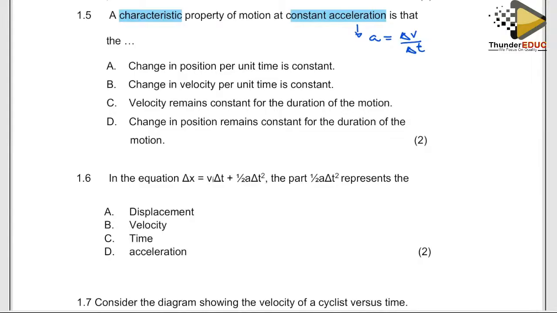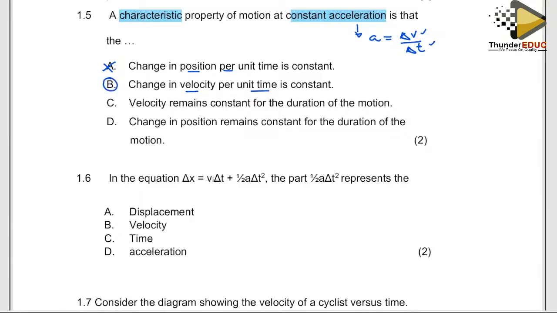So this one, change in position per unit time, we are talking about displacement. Therefore, this is incorrect. Then B there is change in velocity per unit time, right? So therefore, our correct answer has to be B.